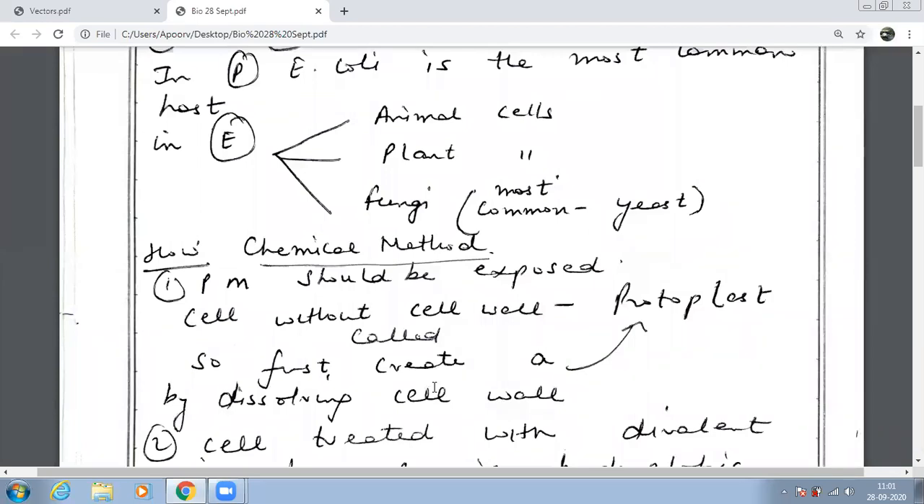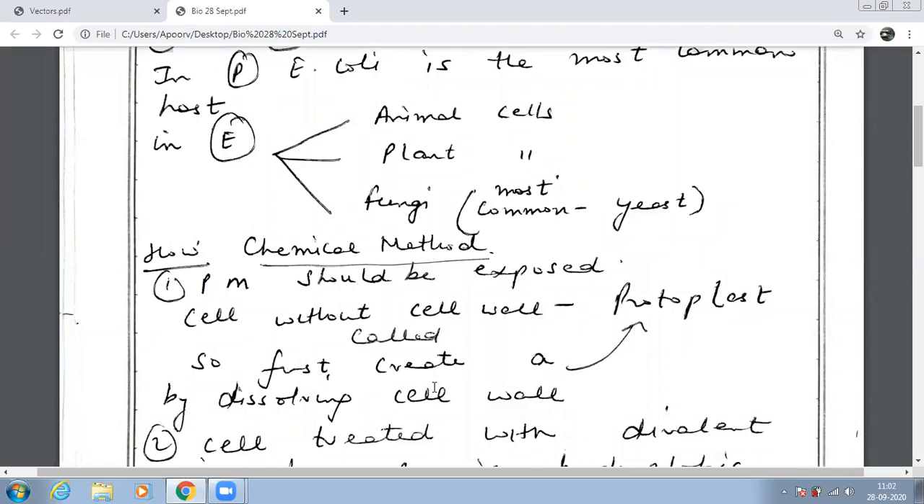If you are talking about a plant cell, then first you need to remove the cell wall. I had already told you how to remove the cell wall, which enzymes have to be used to remove the cell wall, and what has to be used to remove the plasma membrane. Do you remember or have you forgotten?